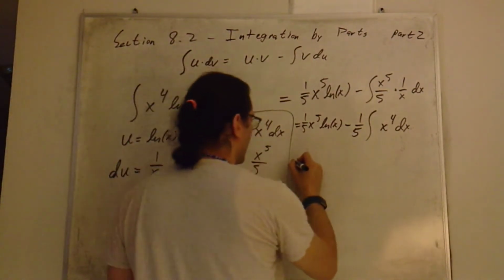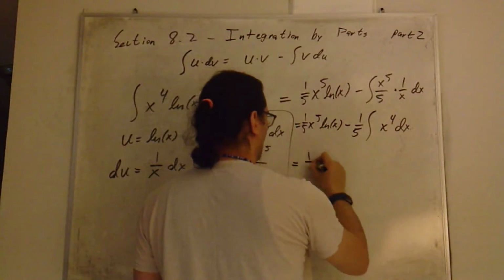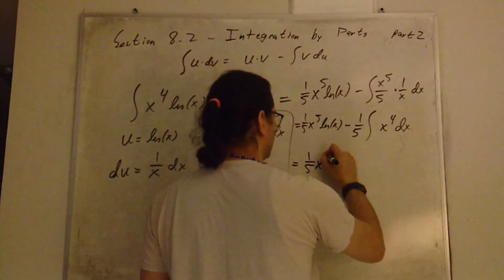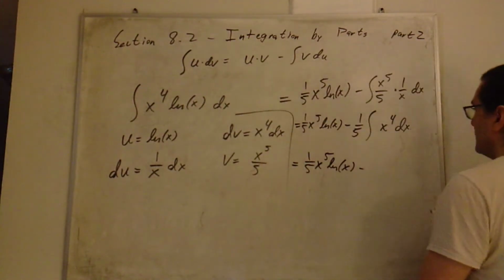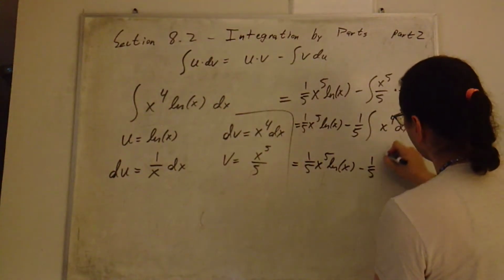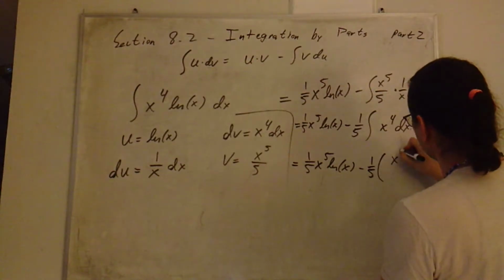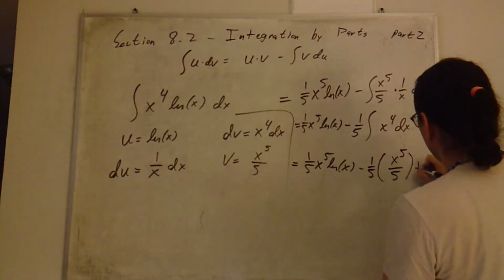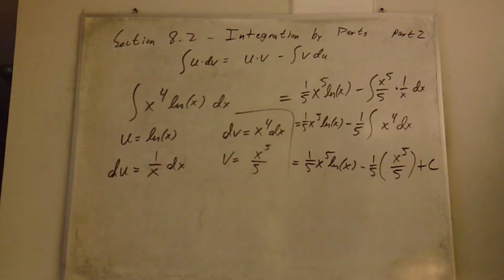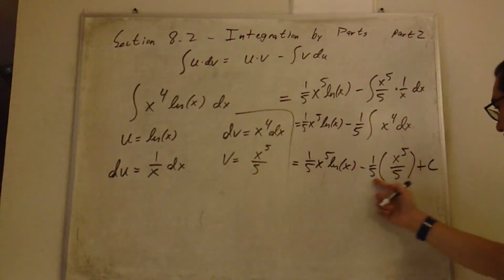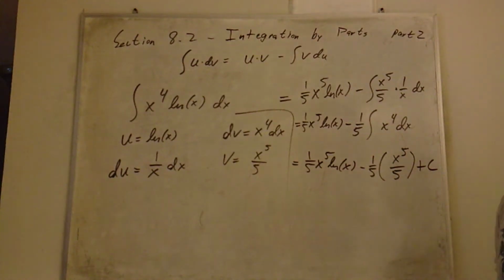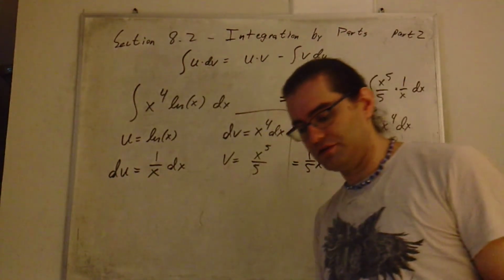So, final answer is 1/5 x to the fifth ln x minus 1/5 times x to the fifth over 5 plus c. You could turn this into 1/20 x to the fifth over 25 if you wanted to. I won't, because I'm profoundly lazy.